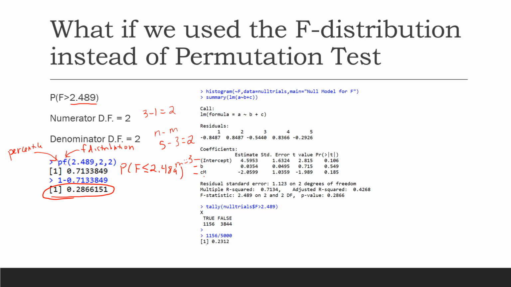And I'll just point out that here on your output, when you do a summary for your linear model, you can see your F statistic is right here. It tells you the degrees of freedom also, and it tells you the p-value. So if you're fitting a model, you don't need to calculate it this way. You can just pull it right off of the output.